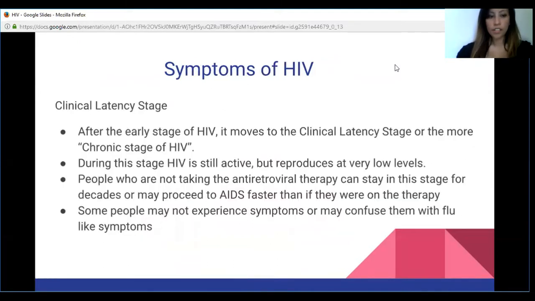The second stage of HIV is called the clinical latency stage, or the chronic stage of HIV. During this stage, HIV is still active but reproduces at very low levels. People who are in this stage may not experience symptoms at all or may confuse them with flu-like symptoms, making the HIV virus so dangerous because, left untreated and without antiretroviral therapy, people in this stage can last for decades, or they may proceed to AIDS, the final stage of HIV, much faster than if they were on therapy.